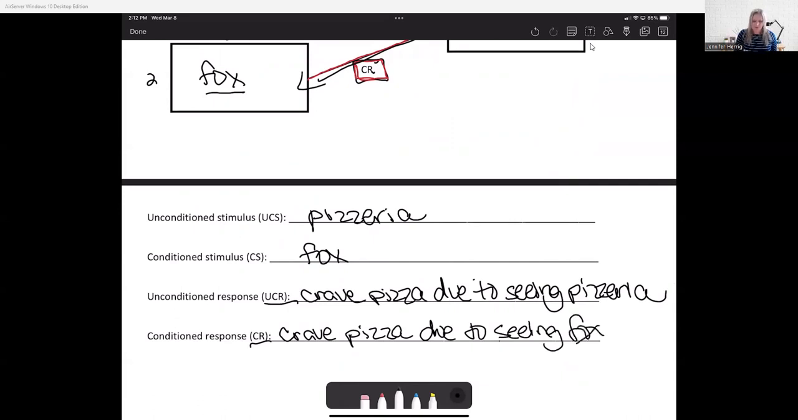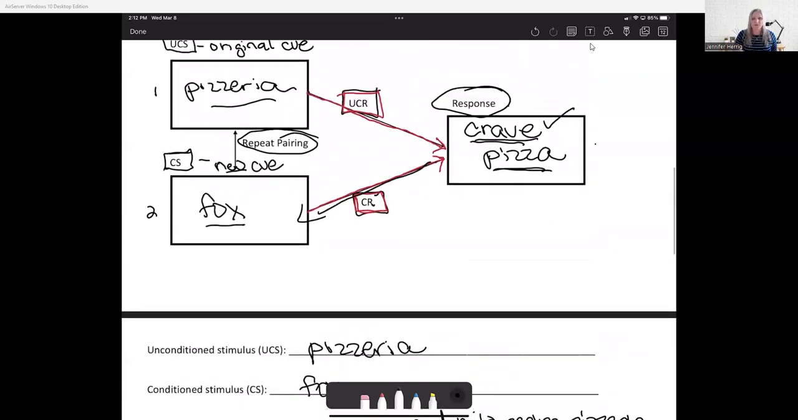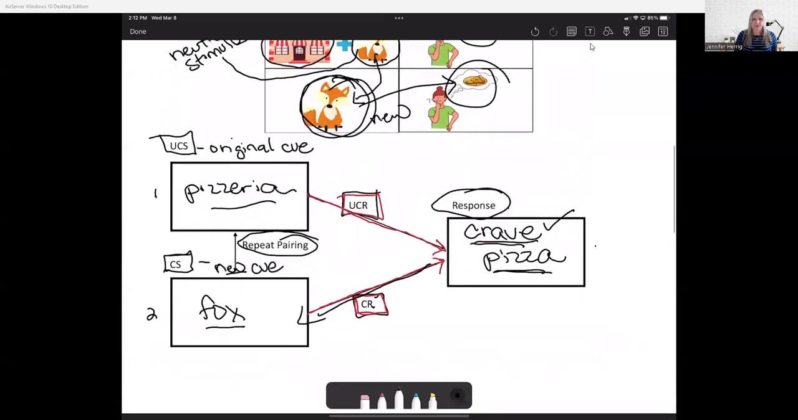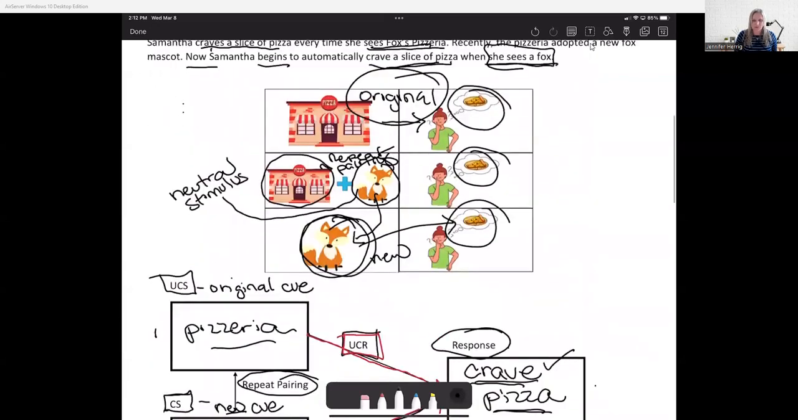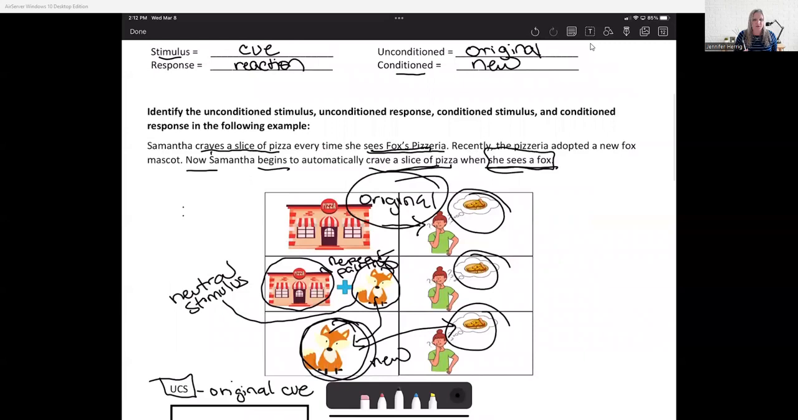All right. And so that is all we need to know to be able to label the different components within classical conditioning. So hopefully that helps you guys make more sense out of this. Follow me to our next video and we'll go through a practice problem.